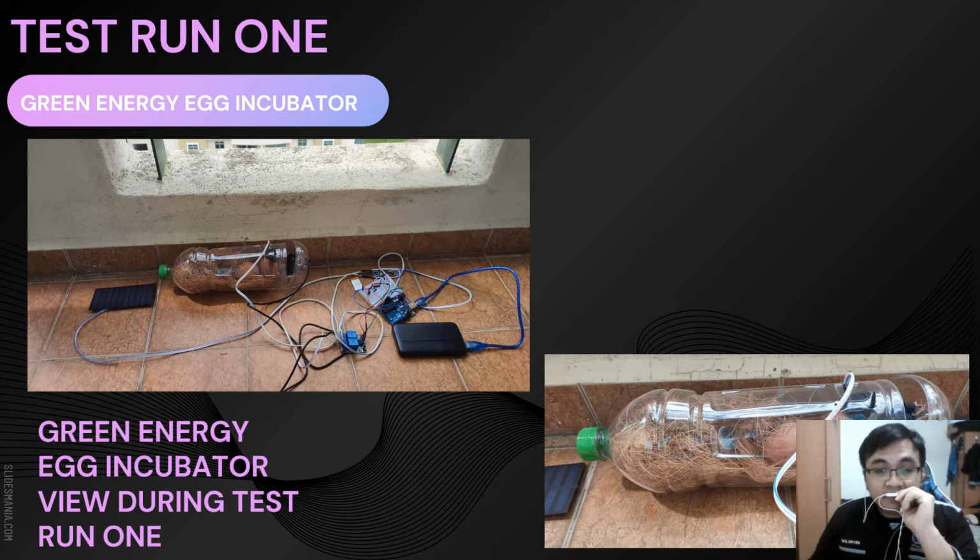We use a power bank to supply the power to the Arduino, and the sunlight will charge the small lithium battery, which is 3.7 volt. So far we haven't tested the temperature of the egg incubator since the sensor hasn't arrived yet. This is for the first test run, and after this we will show you the incubation process. And after the incubation process, we're going to talk about the second test run.